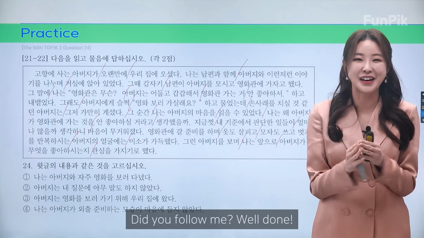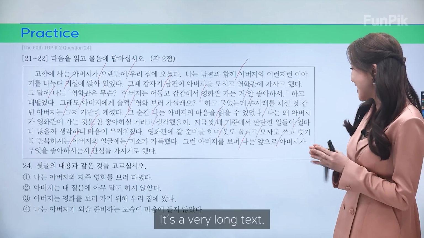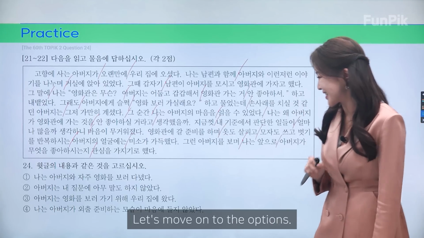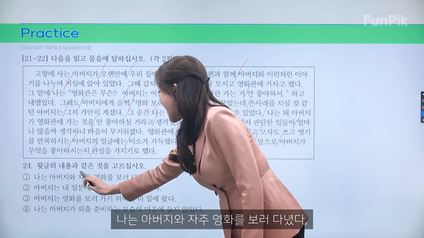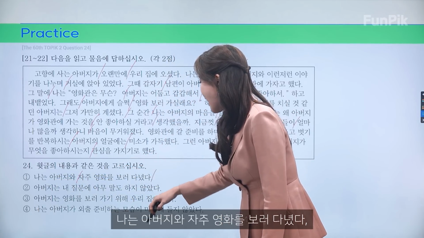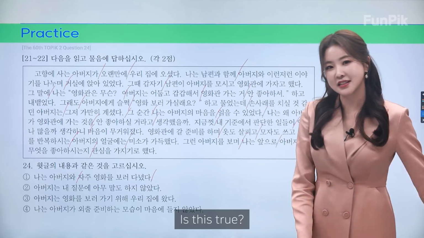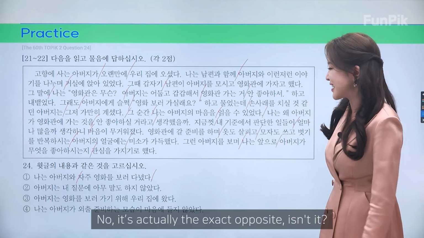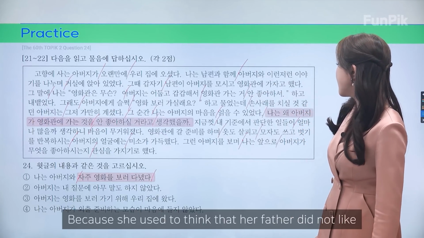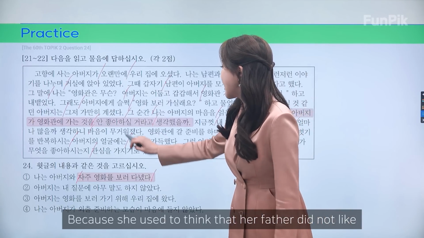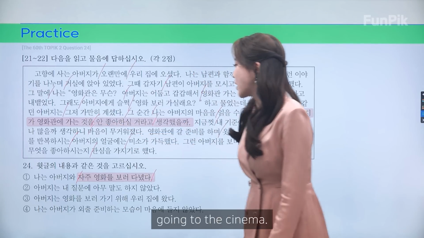If you followed me, well done. Very long text. Let's move on to the options. 나는 아버지와 자주 영화를 보러 다녔다. I frequently went to see movies with my dad. Is this true? No, it's actually the exact opposite, isn't it? Because she used to think that her father did not like going to the cinema.